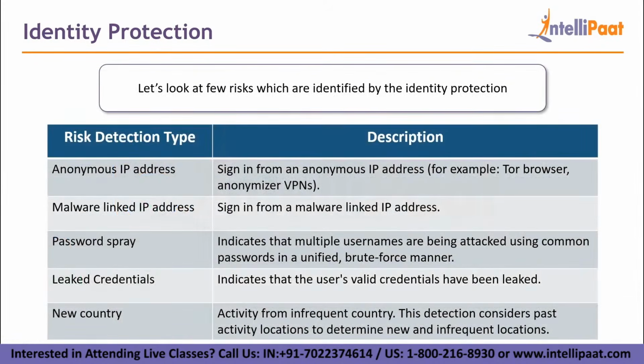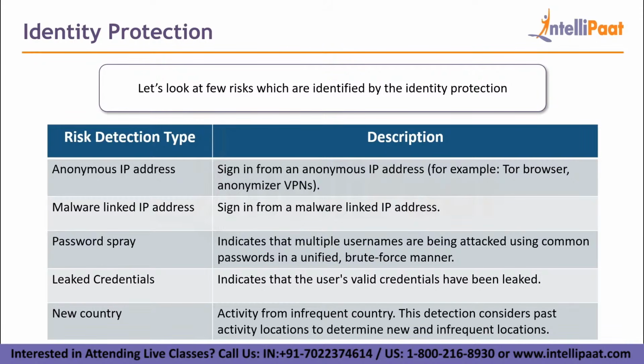So now let's take a quick look at some of the risks which would be identified by the identity protection tool. So the first one is anonymous IP address. If you sign in from an anonymous IP address, for example, if you use Tor browser to log in into your Azure account, then that will be considered as a risky sign-in. Or if you use certain VPNs to log in, and if it is an anonymous IP address, in that case again, it will be considered as a risky sign-in. You will still be able to sign in and use your account, but it will be considered as a risky sign-in, and it will be shown in the identity protection tool.